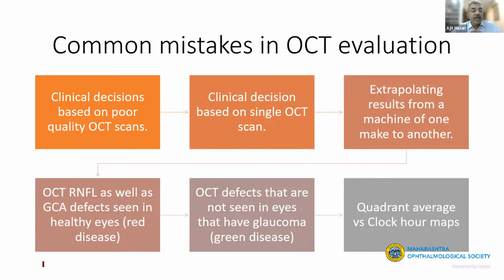And OCT RNFL as well as GCA defects seen in healthy eyes, and this happens in about 5% of healthy eyes. OCT defects that are not seen in eyes that have glaucoma. So we are talking about an apparently normal OCT test result where the patient has already been diagnosed to have glaucoma. And finally, if time permits, we'll also talk about quadrant average maps versus clock hour maps.